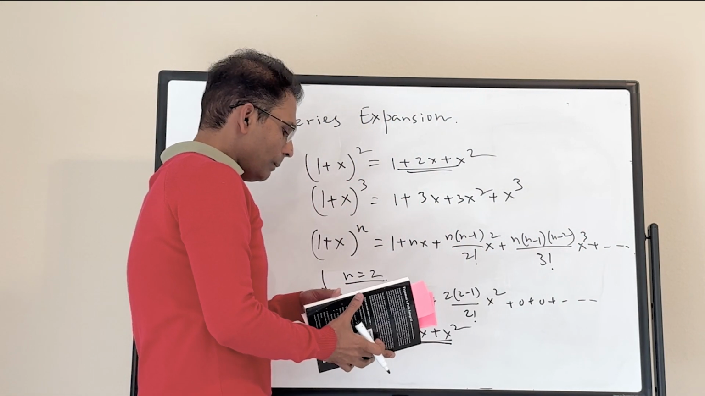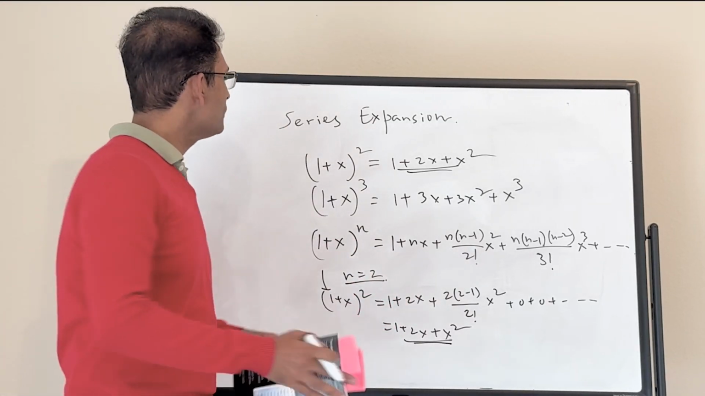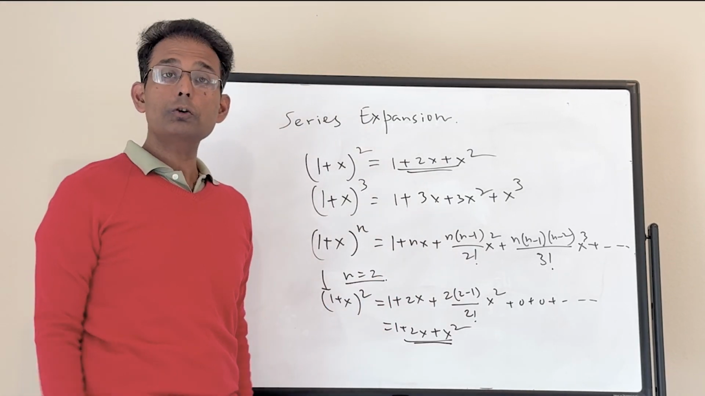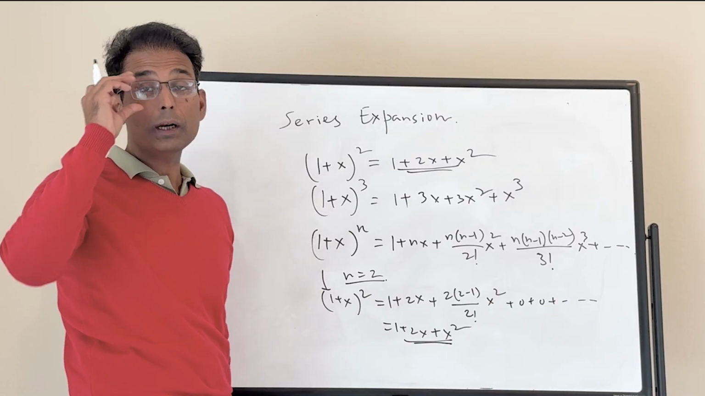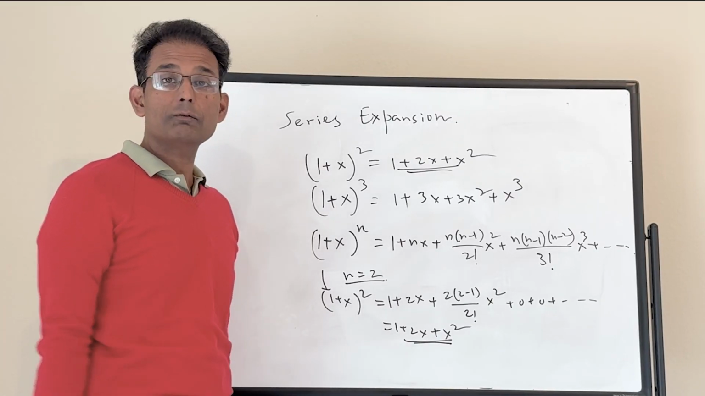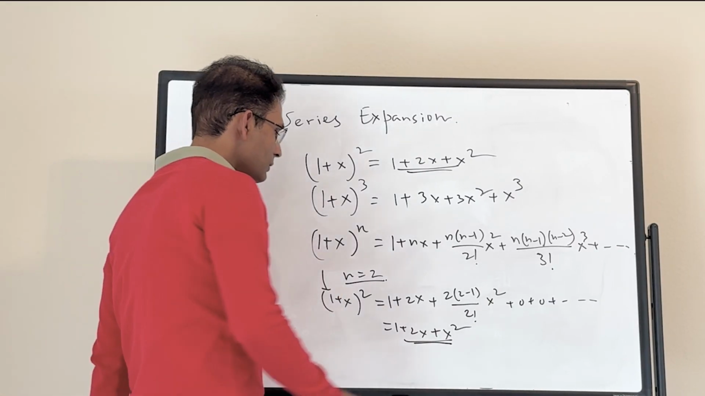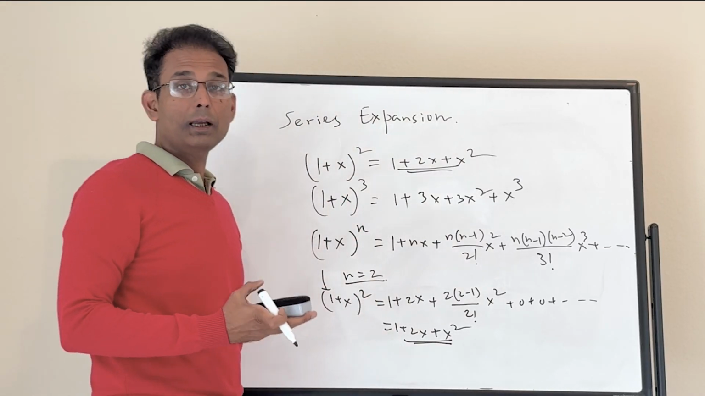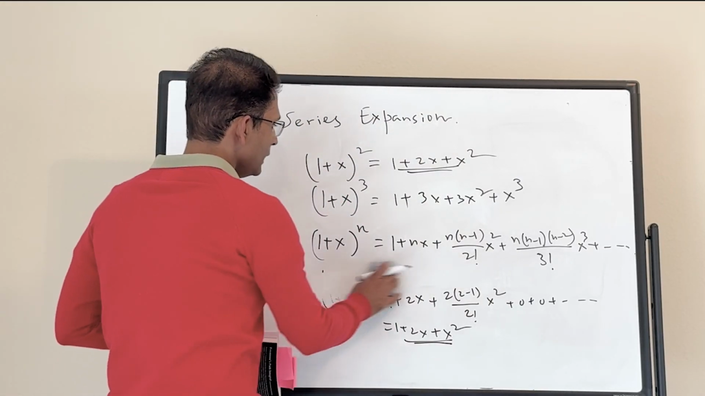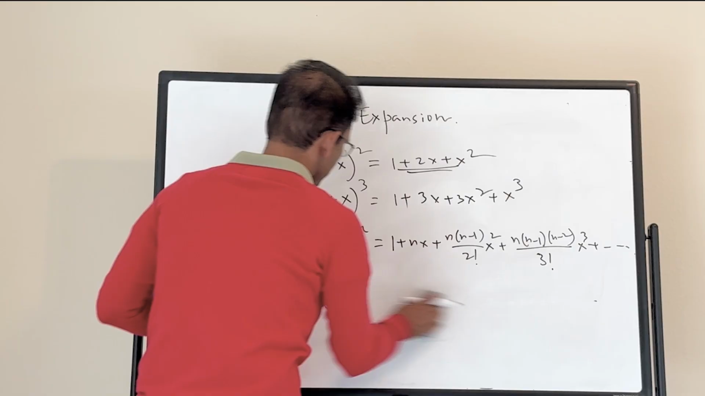Now the beautiful thing about this formula is that it's true for all n. It's true when n is an integer, and it's true when n is a negative number. Let me show you what I mean by n being a fraction or a negative number. Let's say that n is equal to half.